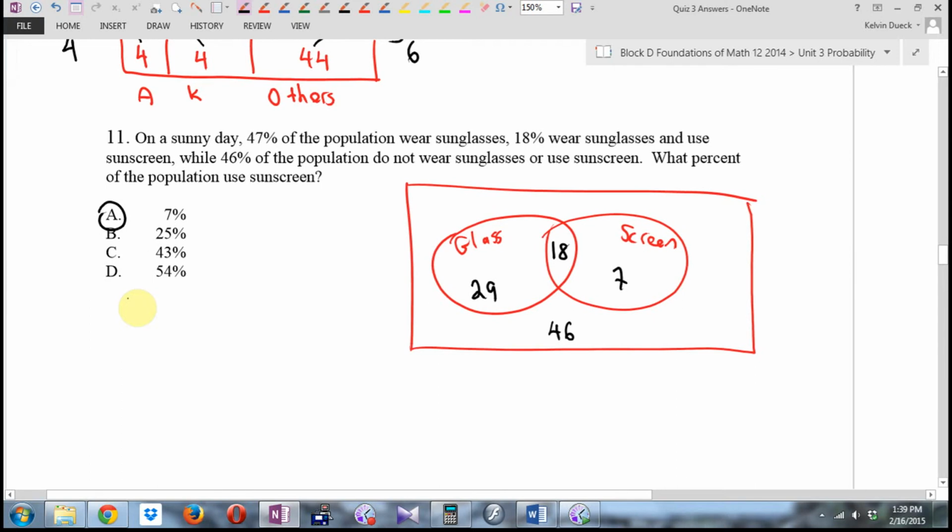Why is A wrong? Because it is. Ben, can you read to me the sentence, the last question? What's it asking me to find? What percent of the population use sunscreen? Well, you know what? I think it's 25. That's what percent uses sunscreen. It didn't say use only sunscreen, did it? So I've got to include anything that's in the sunscreen section. 25.